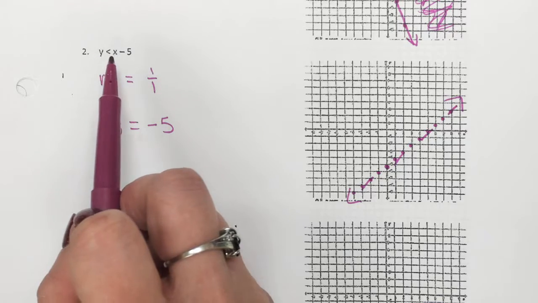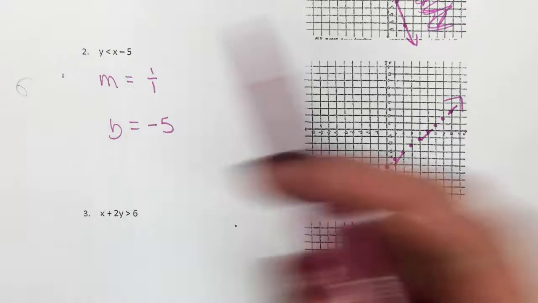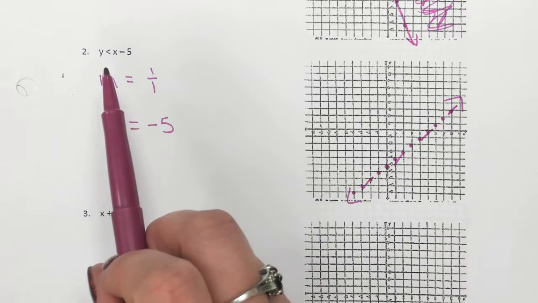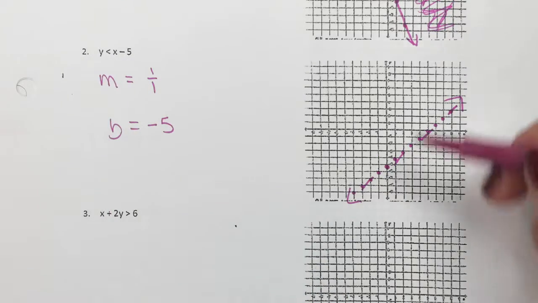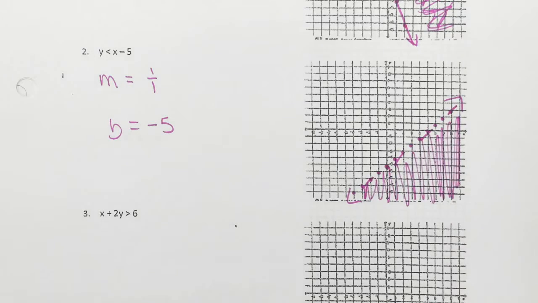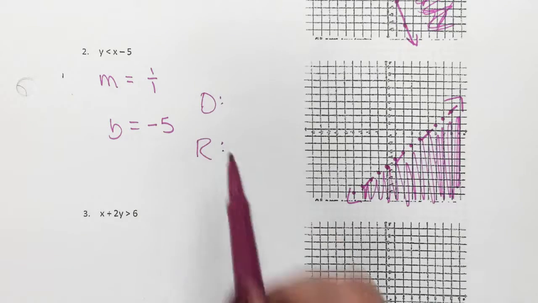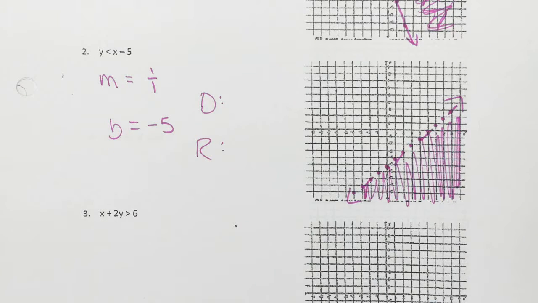Alright, and it says y less than. Where do all your y's get less than? Where do they get smaller at? No, y's. Y's are up and down. As you go down, there you go. So what you can do to prevent it from looking like it's solid is just skip every couple of dots.